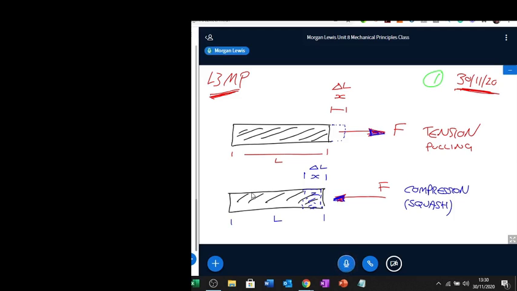All right, so things get pulled and things get squashed. This is mechanical principles. I've changed the name of it now because it's the proper name. It's mechanical principles, unit 8 I think it is.